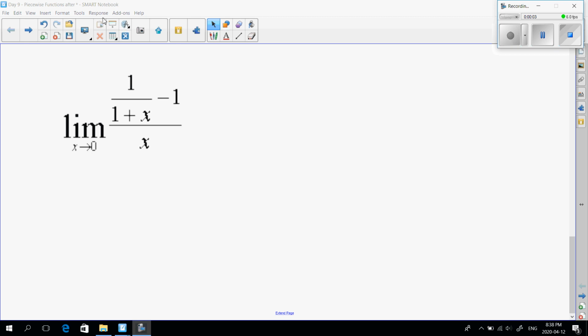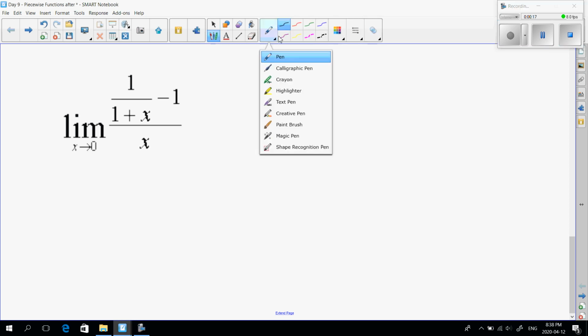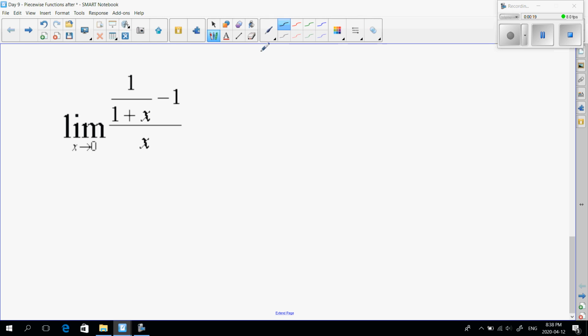Hey folks, we're going to continue on with the concept of continuity and working with piecewise functions. But before we do that, I'd like to start with just another example of an indeterminate limit. So the following limit says the limit as x approaches 0 of 1 divided by 1 plus x minus 1, all divided by x.